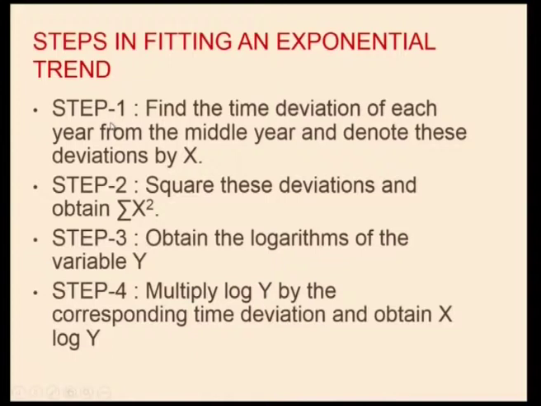We have the following methods, given in the form of different steps. Step 1, find the time deviation of each year from the middle year and denote these deviations by capital X. In step 2, square these deviations and obtain sigma X square. Then obtain the logarithms of the variable y. For each y value, you have to write the logarithm. Then multiply log y by the corresponding time deviation and obtain the X log y column.